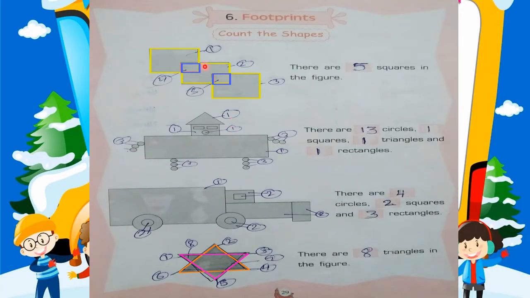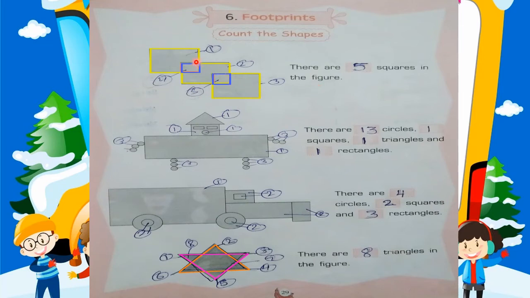Now this is your exercise. The first is count the shapes. Here in your book there are some pictures. You have to find out the number of shapes, how many shapes there are. So in the first figure you have to find out there are dash squares in the figure. You have to find out how many squares in this figure.